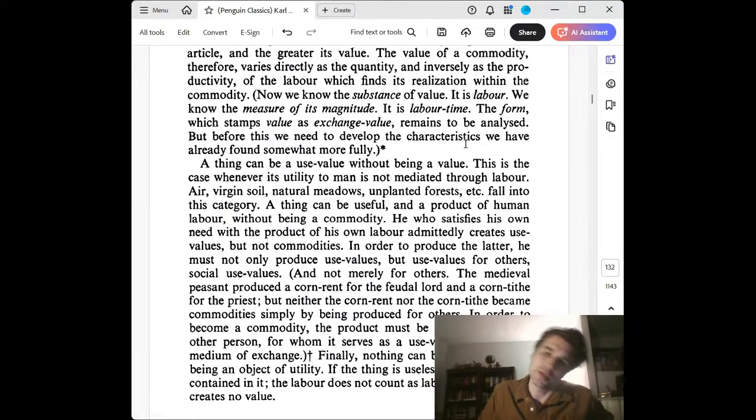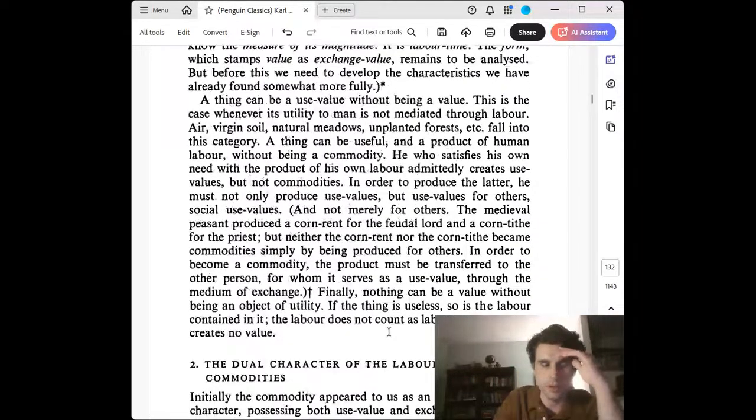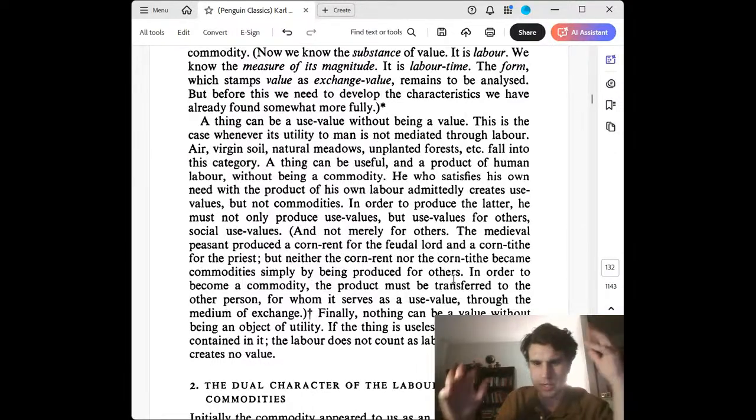I think it was deleted because he goes on to talk about, in the next section that we'll read next Tuesday, the abstract and concrete labor.